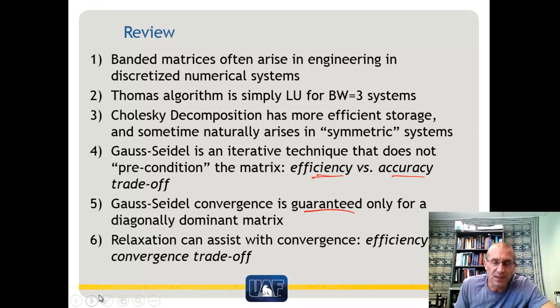And the last thing we discussed is relaxation. Relaxation can assist with convergence. In this case, we have an efficiency versus convergence trade-off. If it's an under-relaxed system, we're not going to be quite as efficient, but we're going to guarantee convergence. On the other hand, we could turn that around and over-relax it, with lambda between 1 and 2, and speed up our efficiency, and that's only going to occur if we already know that the system is convergent.